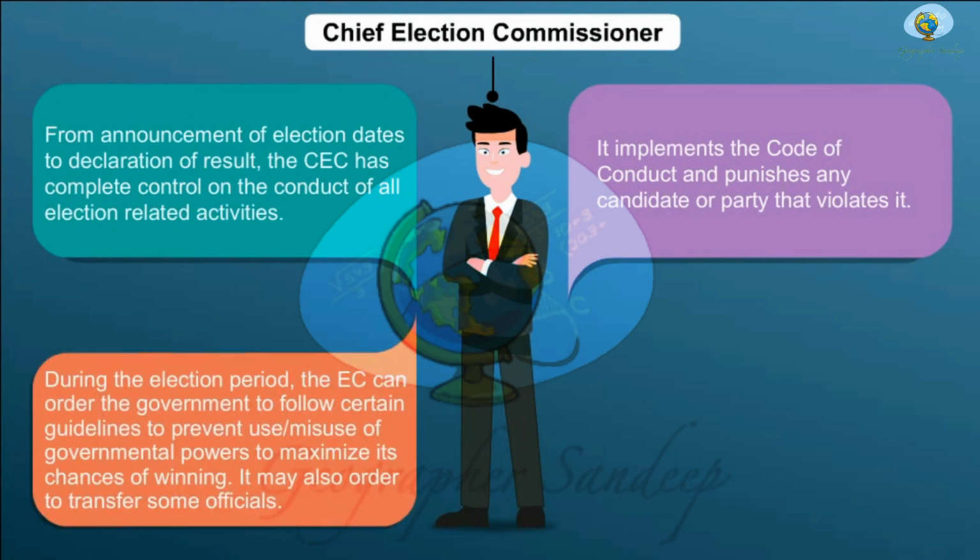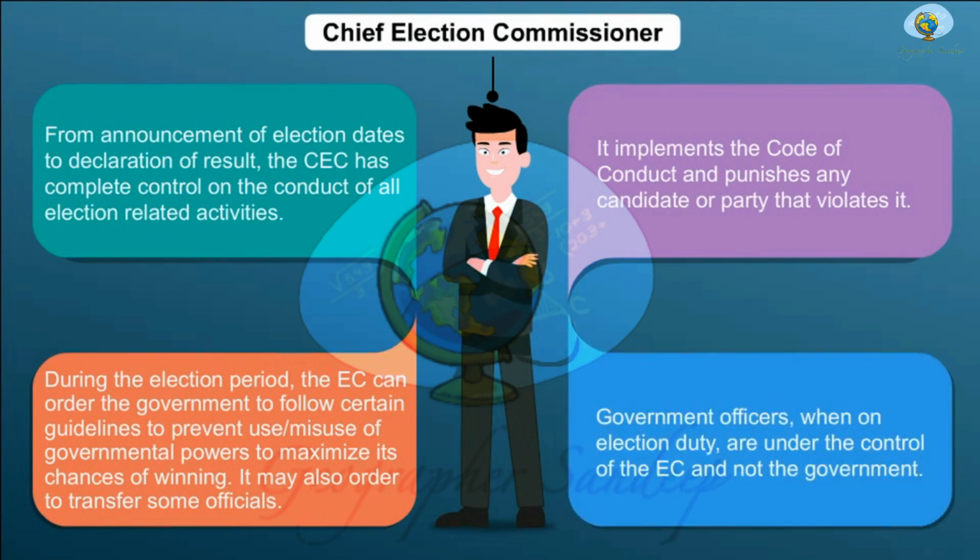During the election period, the EC can order the government to follow certain guidelines to prevent use or misuse of governmental powers to maximize its chances of winning. It may also order to transfer some officials. Government officers, when on election duty, are under the control of the EC and not the government.